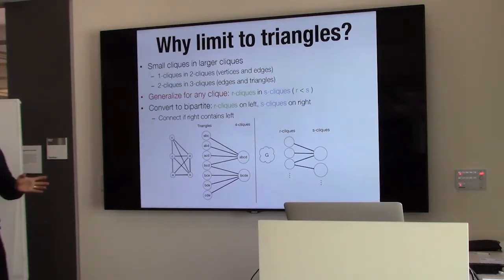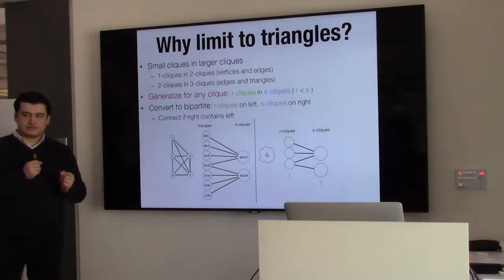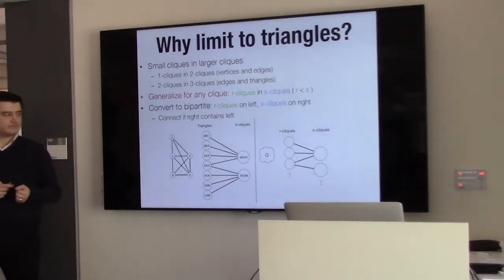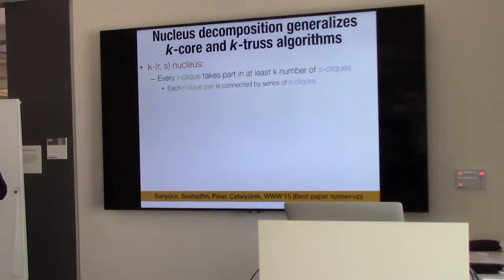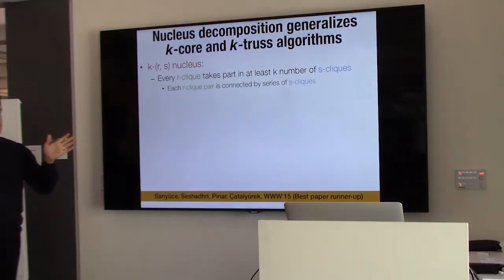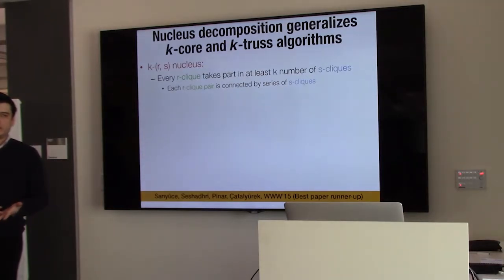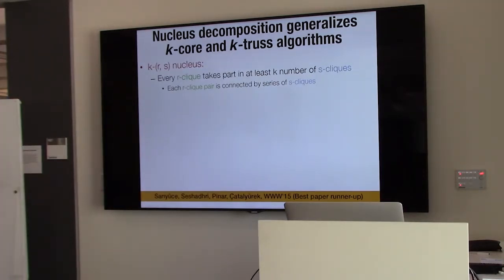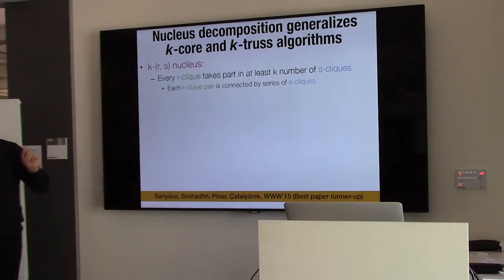And algorithmically, you can apply the same peeling procedures on this bipartite graph or this hypergraph, let's say, and again get some density indicators on triangles this time. So accordingly, we define a nucleus decomposition, which is basically saying every R-clique takes part in at least k number of S-cliques, and then there is also an additional criterion which can create a huge difference in the subgraph.